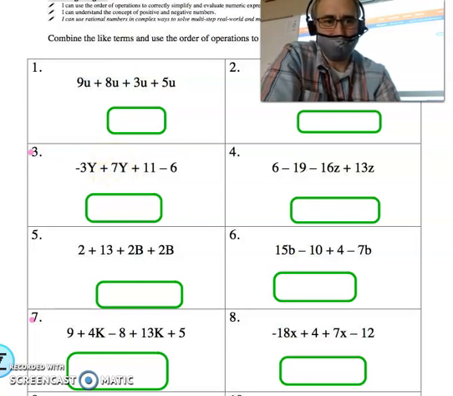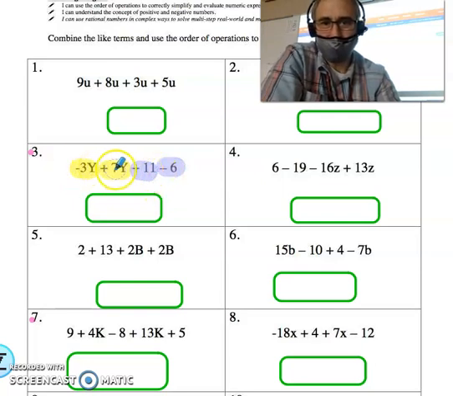Remember, numbers can only go together if they have the same number-letter combination. As we look at this one, we see numbers and letters with Y's and numbers and letters with no Y's. So the yellows are wearing the same jersey and they can go with yellows. The light blues are wearing the same jersey and they can go with the light blues.